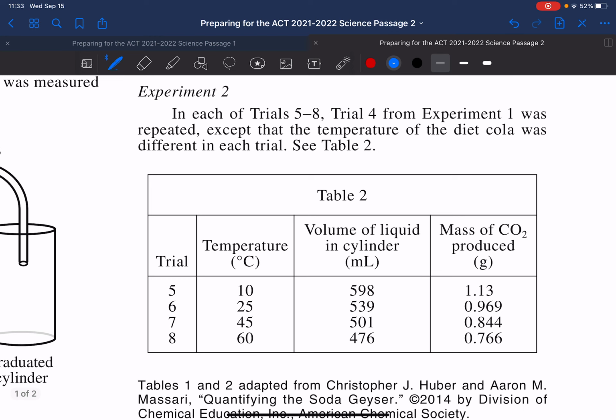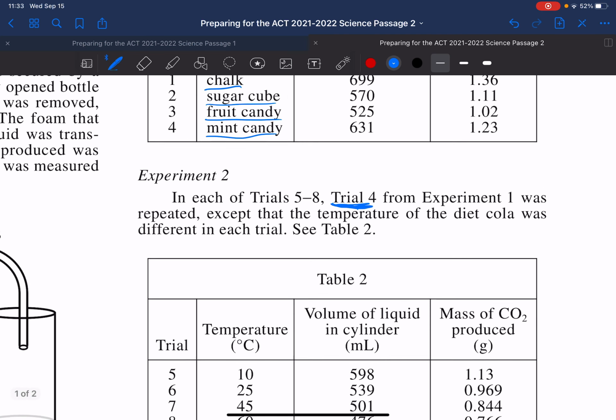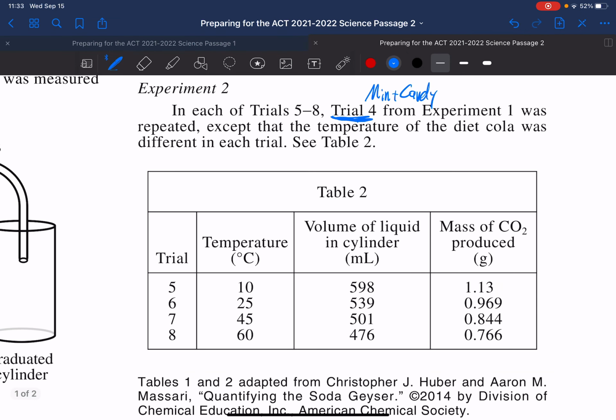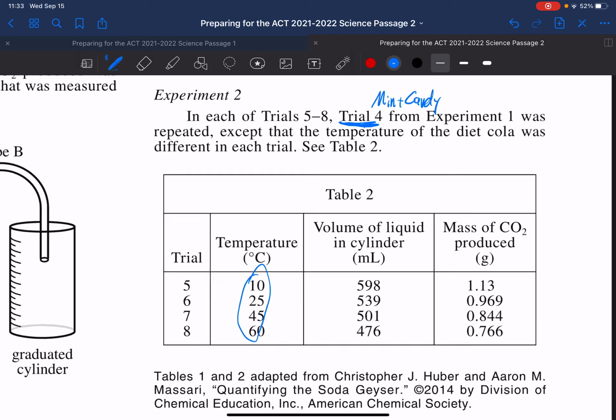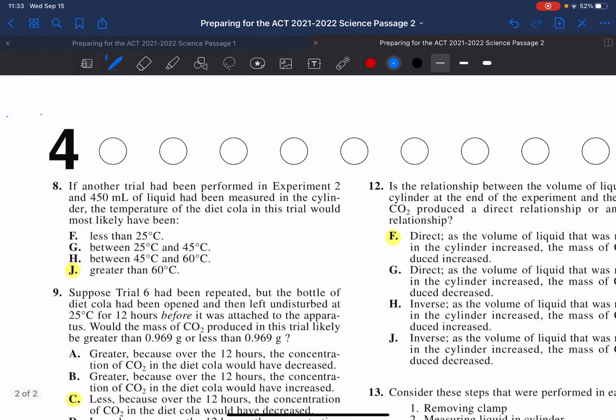Whereas in experiment 2, trial 4 was repeated. So if I go back to trial 4 from that experiment, we were using mint candy the whole time. But what was different now was the temperature. So now it was conducted at different temperatures from 10 up through 60. And here are all our results. So let's take a look at some of the questions.